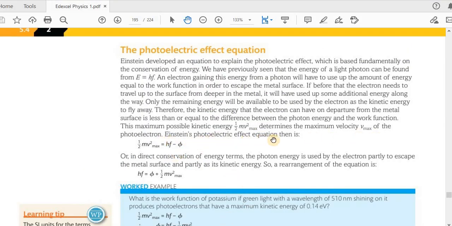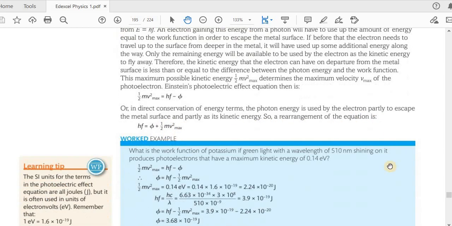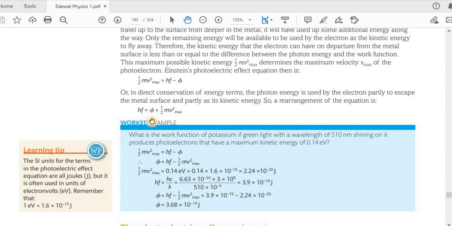Einstein's photoelectric effect equation then is this, or in direct conservation of energy terms, the photon energy hf is used by the electron partly to escape the metal surface, and partly as its kinetic energy. So a rearrangement of the equation is this. This is what I showed you in the beginning.